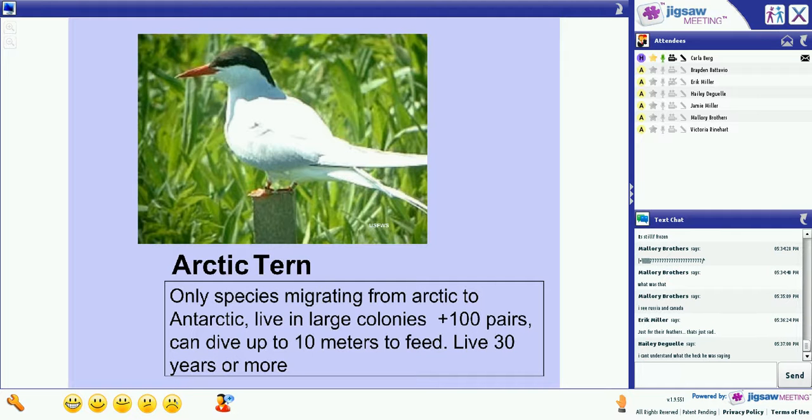Another cool animal that lives in the Arctic is the Arctic tern. Anyone wants to read this one? Mallory, go ahead. Only species migrating from Arctic to Antarctic. Live in large colonies, 100 or more pairs. Can dive up to 10 meters. They can live 30 years or more.